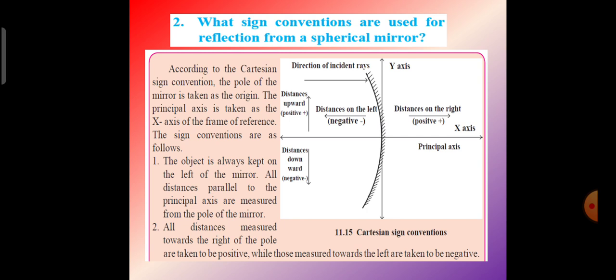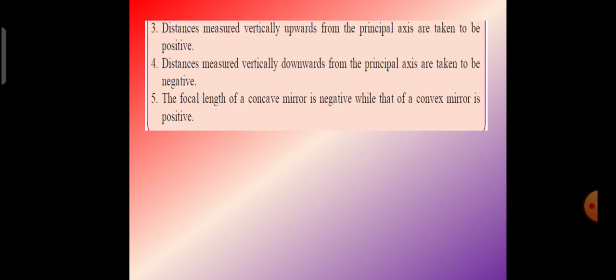What sign conventions are used for the reflection from a spherical mirror? So here you have to learn these rules. The object is always kept on the left of the mirror. The distances measured towards the right of the pole are always taken positive and those from the left are always negative. Vertically upward distances from the principal axis are positive. Downwards are negative. The focal length of a concave mirror is negative while that of a convex mirror is positive.